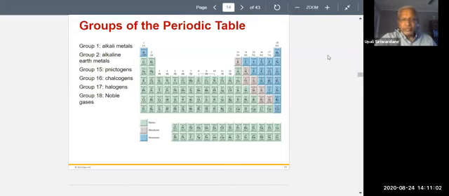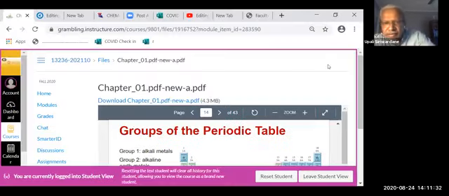The last two rows at the bottom of the periodic table. The first row is called actinides. No, lanthanides. The first row is called lanthanides. Starting with promethium, neodymium. I cannot see. I had to increase the size.